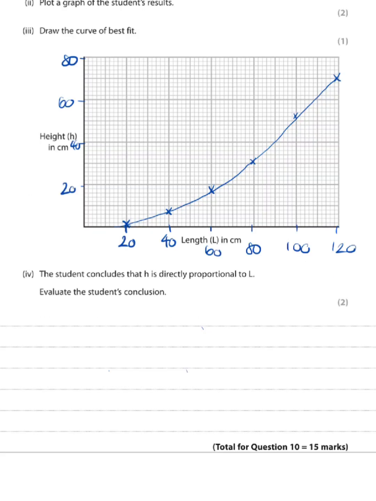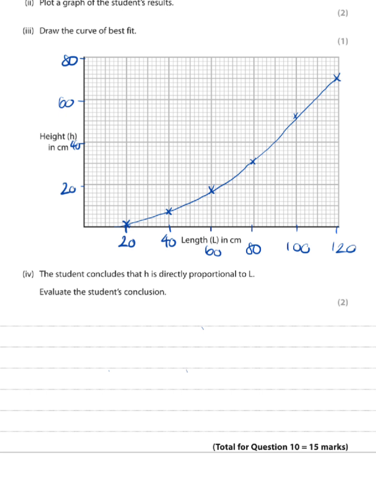Okay, then we're asked to plot a graph of the student results. The labels are on the axes for us already, so we just need to make sure that we have used a large enough scale that has equal space intervals. So when doing graphs, make sure you use multiples of 2 or 5. Don't use multiples of 3 or 7 or 6 or funny numbers like that. So 2s, 5s, 10s. So you can put your length on the bottom, your height up the side.